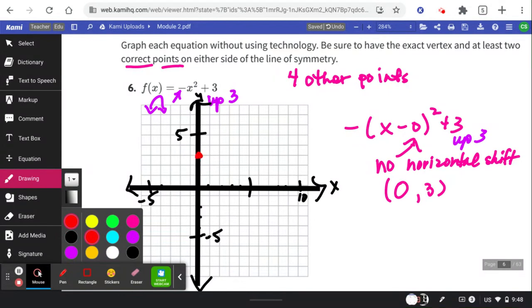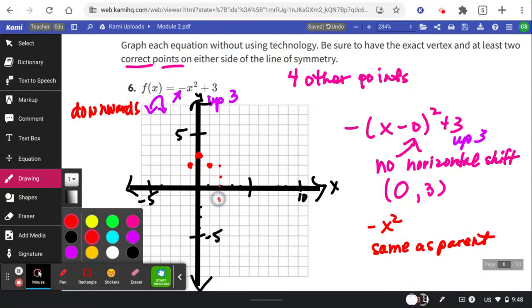Go put your dot. That is my vertex. Remember that this is going to be a downwards shaped parabola. So that should be my maximum there. From there, it's growing down at the normal parent, right? -x² is just a stretch of 1. The growth is the same as the parent graph. So what does a parent graph normally do? Out 1, down 1. Out 2, down 4.